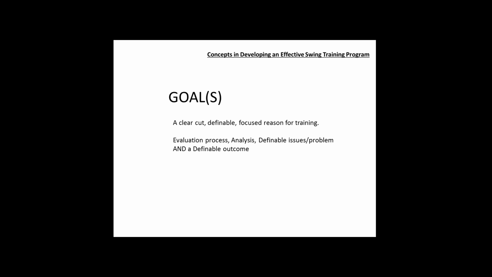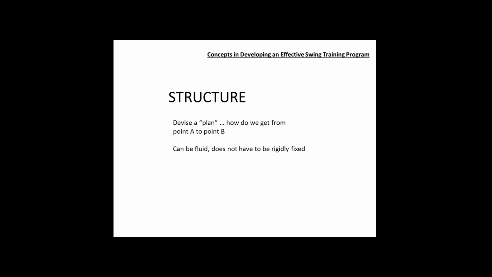Absolutely critical, after we've defined the goal. As critical as a structure. We have to have some sort of plan. We have to be able to get from point A to point B. So we have some issues. We've defined those issues through our evaluation and analysis process. And now we need to do something.